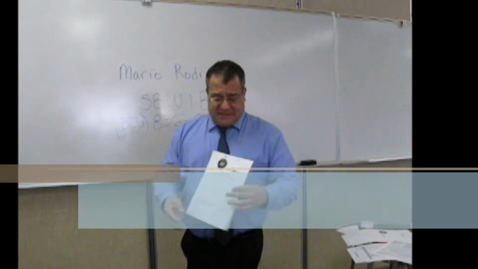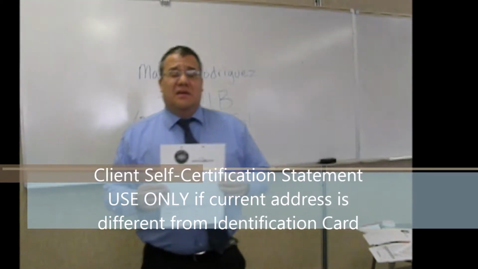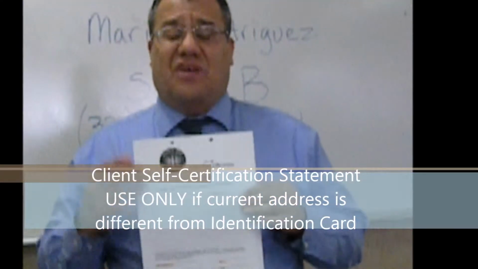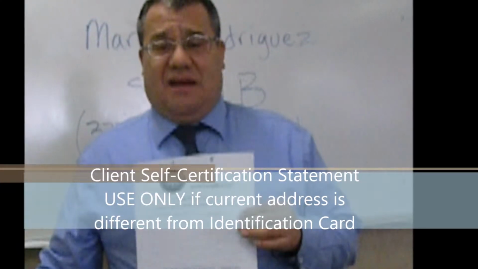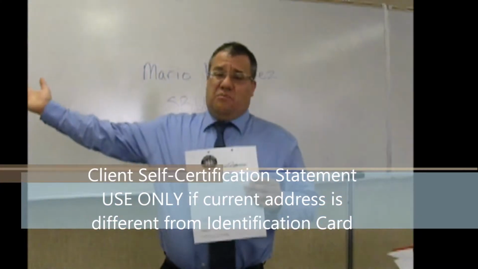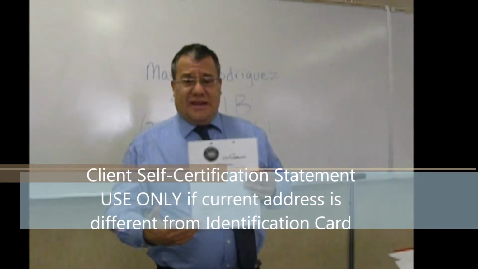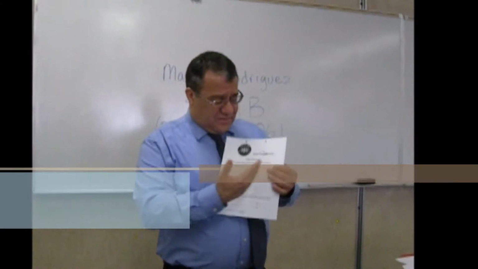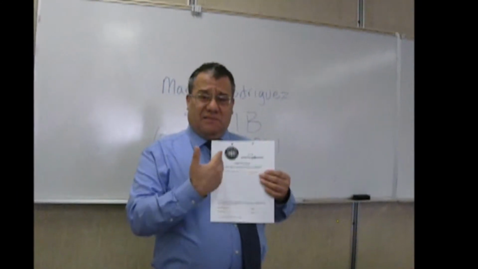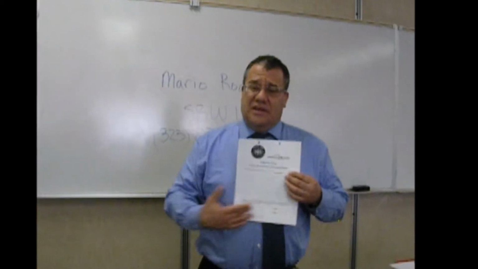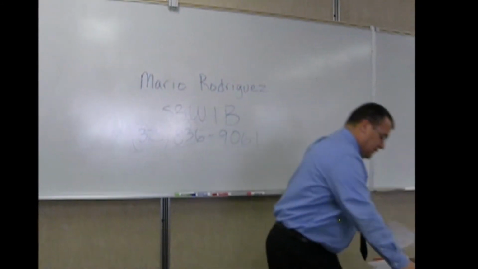The next form is a client certification statement. This form you only need to fill out if the address on your ID is not where you live now. So when your driver's license says that you live in, let's say, West Covina, but you stay in Pomona now, be sure you say, that's Mario Rodriguez, I do not live in West Covina where my ID says my current address is, and then give me your current address information.